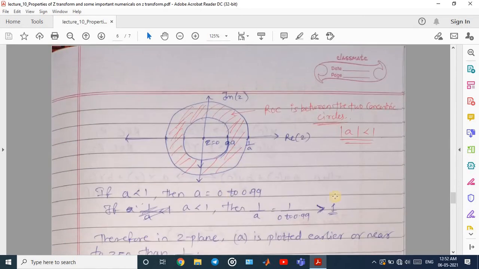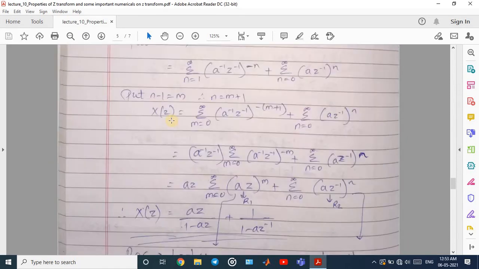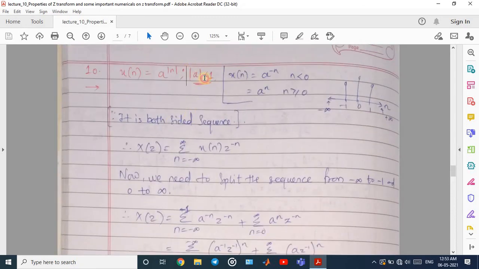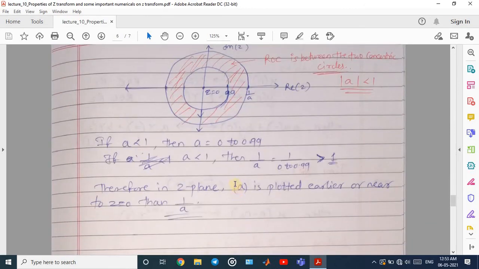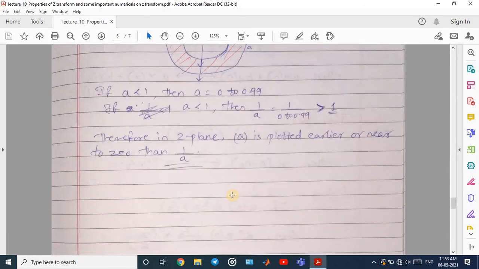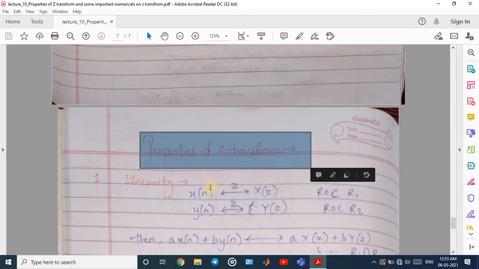Okay, because mod of a is less than 1. Why have I taken less than 1 for this? Because in the question itself they have given that mod of a should be less than 1, the value of a should be less than 1. Okay, you can solve it. If there is any problem, feel free to contact. Okay, so now we are going to study the properties of Z transform, the important topic.